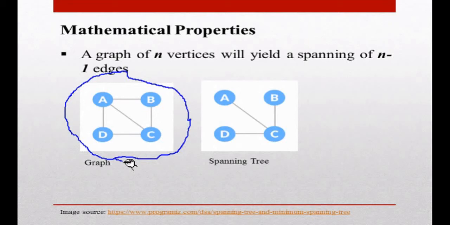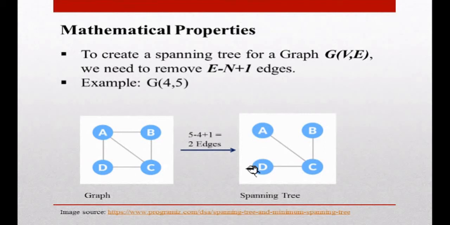So you cannot have more, you cannot have less. If you have less, the tree becomes disconnected. If you have more, it violates the very basic property of a tree and creates cycles. So obviously, the statement that any spanning tree of a graph with n vertices will have n minus 1 edges is an intuitive statement.